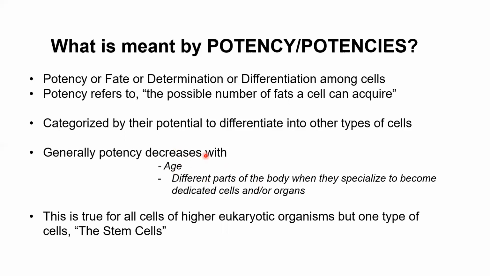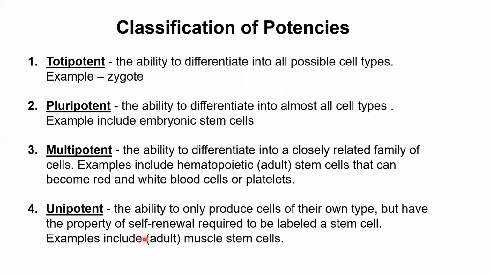But these two cases would not be applicable in case of stem cells. Irrespective of their age, they will still be very potent. Classification of potencies: the potencies can be divided into 4 different types: totipotency, pluripotency, multipotency, and unipotency.